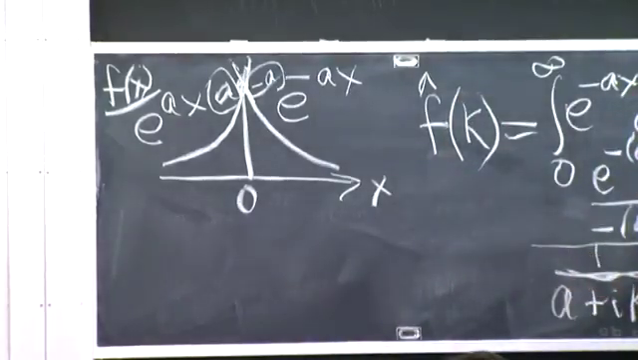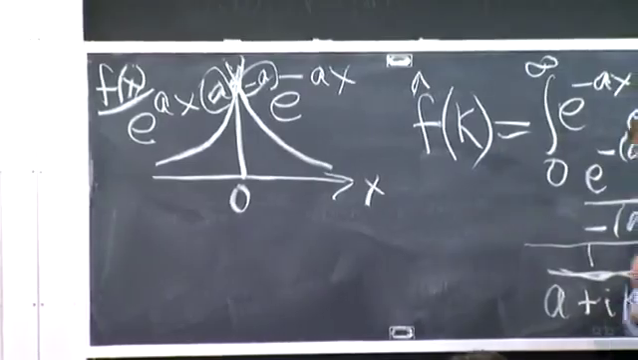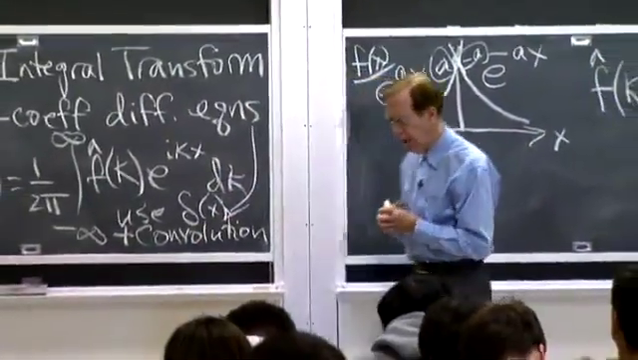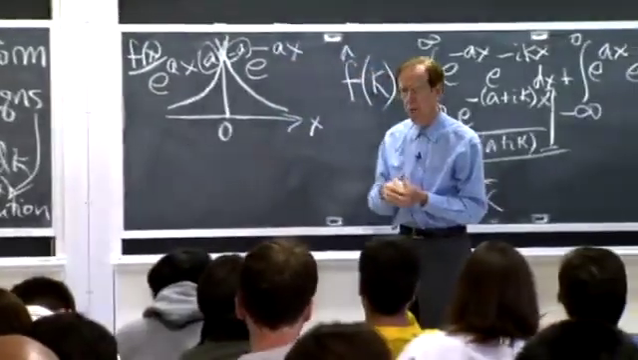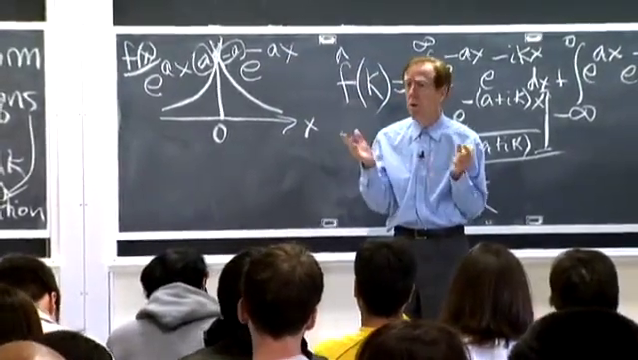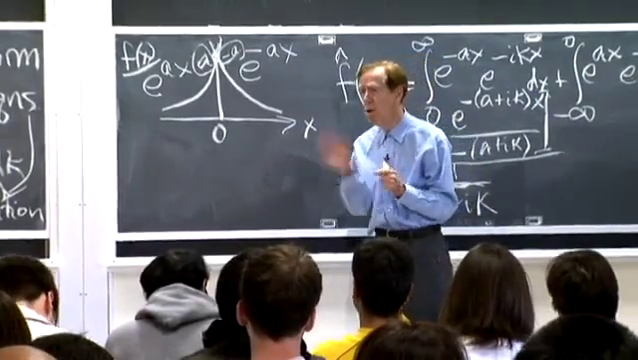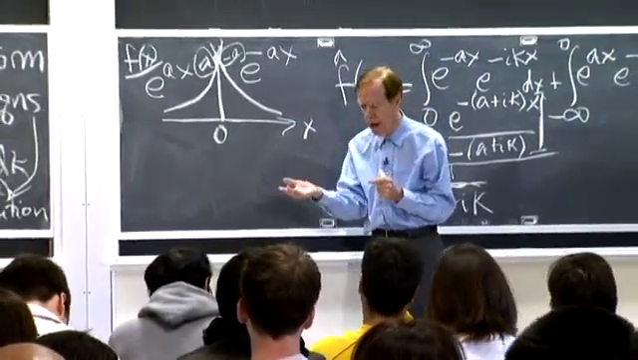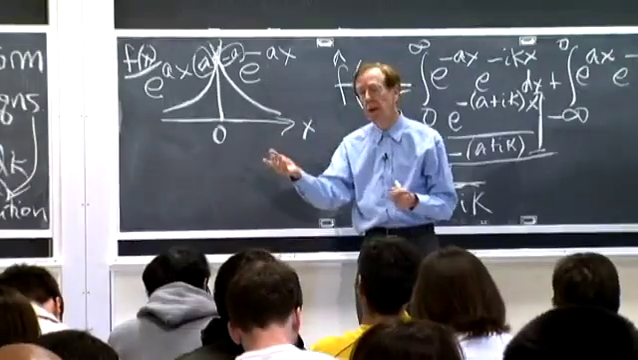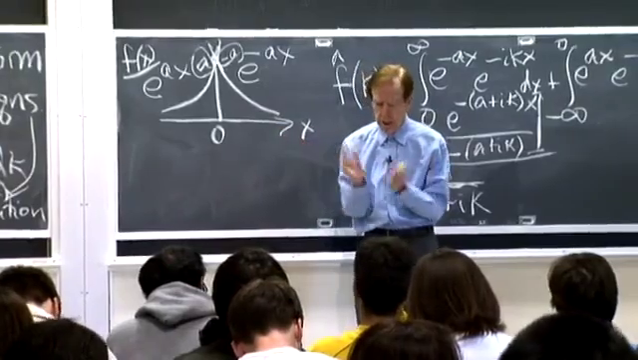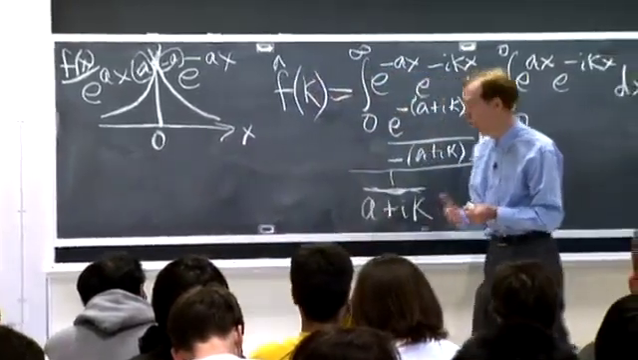So just before we see it, what will you expect for the rate of decay of the transform? 1 over k to what power now? It didn't have a jump. A jump was 1 over k. This has a jump in the derivative, so we're expecting 1 over k squared. It'll be one order smoother.